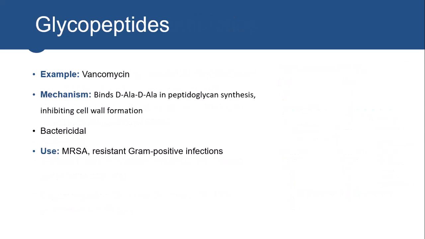Next, we have glycopeptides, and the most important one here is vancomycin. Vancomycin binds to the peptidoglycan precursors, preventing proper cell wall synthesis. It's primarily used for gram-positive infections, especially methicillin-resistant Staphylococcus aureus, also known as MRSA. Vancomycin is typically used when beta-lactams are ineffective due to resistance, especially in hospital-acquired infections.